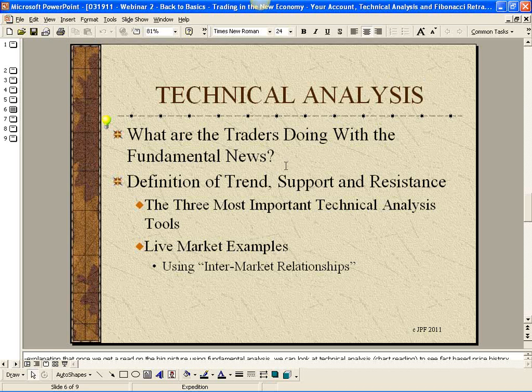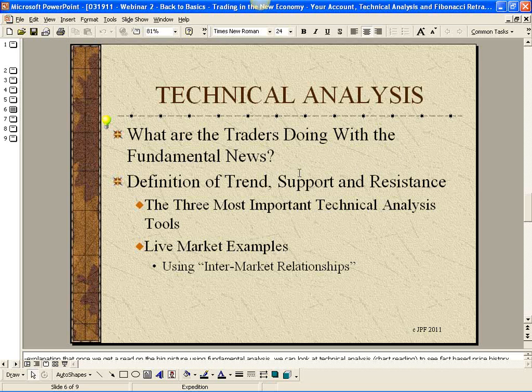What are the traders doing with the fundamental news that we are seeing in the Forex Factory calendar, that we're reading about on Bloomberg, that we're hearing about on CNBC, the stuff I talked about, Bernanke, CPI, retail sales, things like that. So we want to go into trend, support, and resistance. And what a great time to be looking at trend. What a great time in that pound US dollar example to be looking at support and resistance.